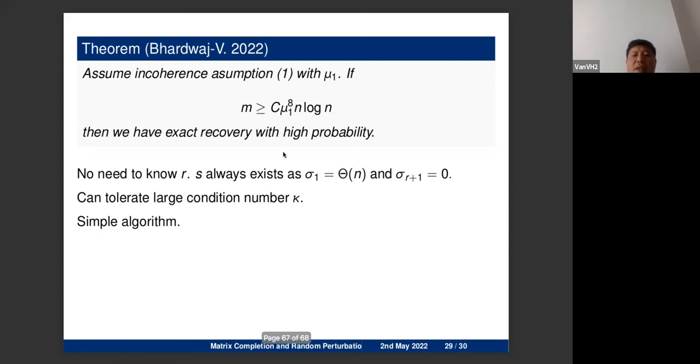And you don't really need to know what R is because you do thresholding. So we just go until you see a small singular value and you throw the rest out. And yeah, so there's no kappa, so you can tolerate that condition number. More importantly, it probably tells you that the condition number is not very important in this kind of problem. And the algorithm is as simple as you can imagine.